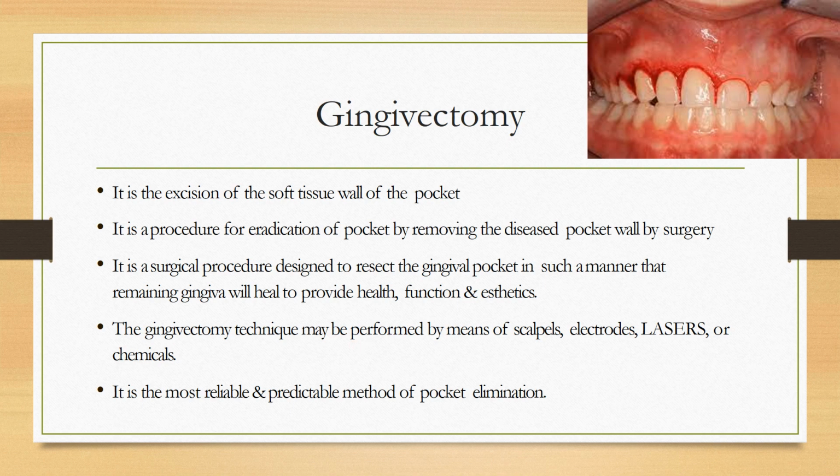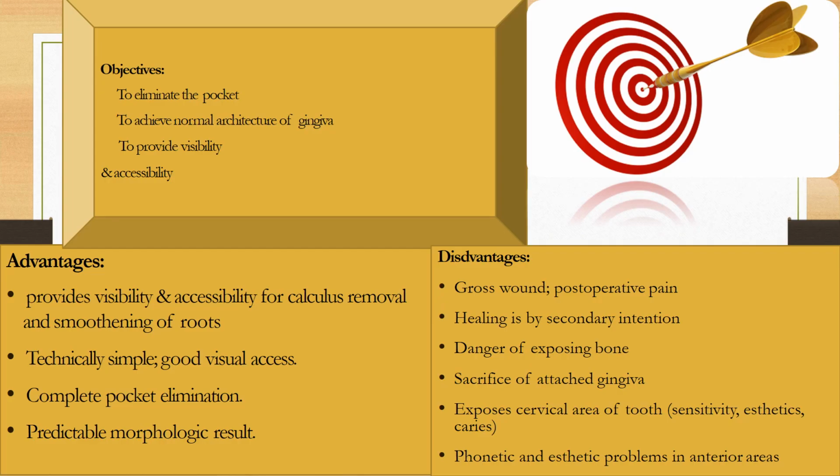So this aims at the complete removal of the pocket. This can be performed by means of scalpel, electrodes, lasers, or chemicals. This is the most reliable and predictable method of pocket elimination. Coming to the objectives, as we told before, the main objective is to eliminate the pocket to achieve normal architecture of gingiva and to provide visibility and accessibility.